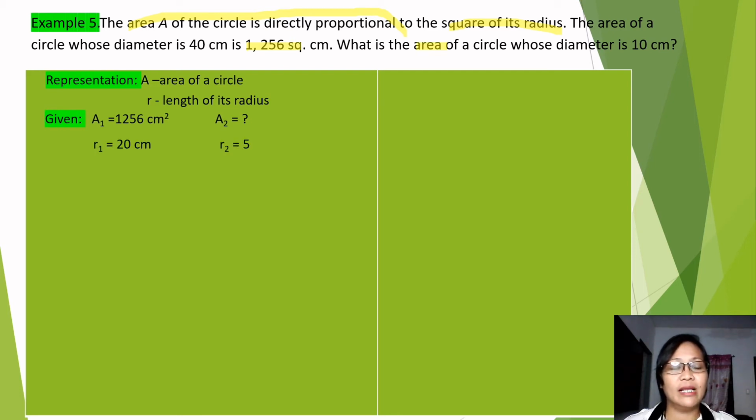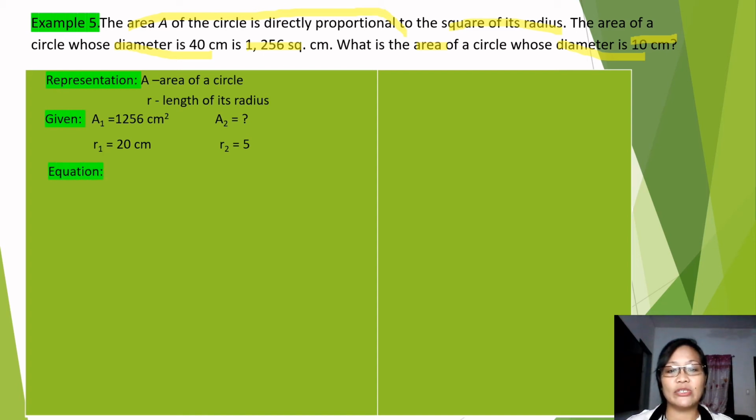And for our R sub 1, the radius. If you notice, the given here is the diameter, but we need R. So what is the relationship of diameter and radius? Remember that radius is equal to 1/2 of the diameter. Therefore, 40 divided by 2, we have 20 centimeters. And for our R sub 2, 10 centimeters is the diameter, so 10 divided by 2 is equal to 5 centimeters.